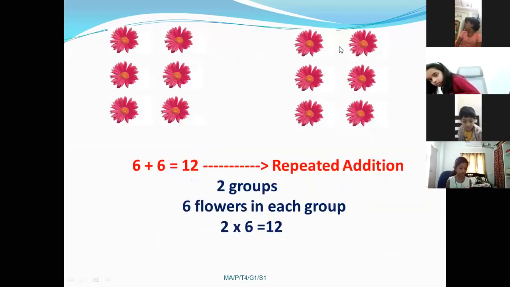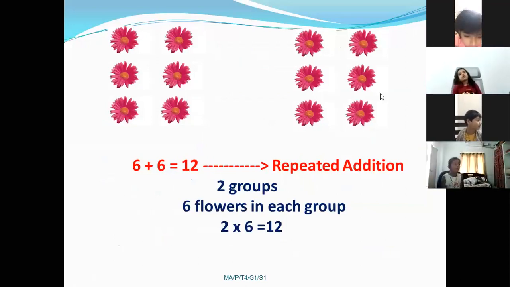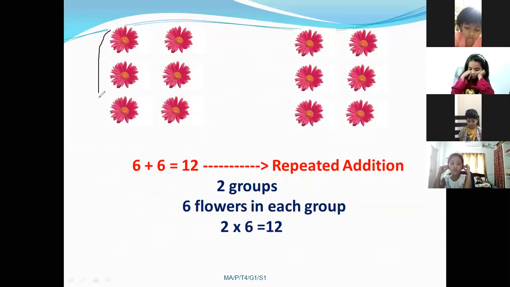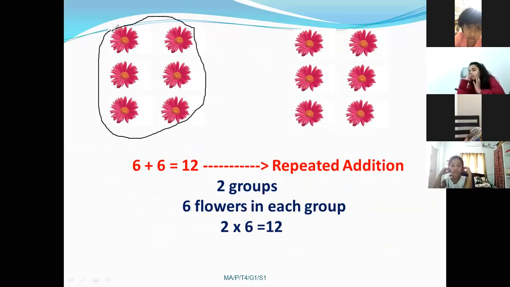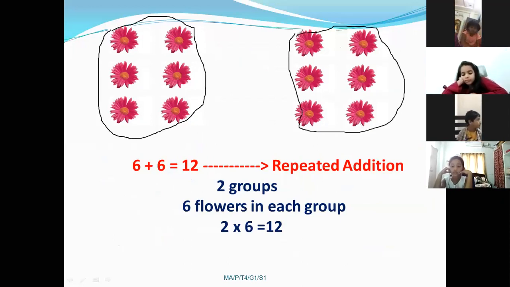Okay. Now, next picture. Akshara, you tell me how many groups are there? 2 groups. Very good. This is your first group and this is your second group. Very good, Akshara. And in one group, how many flowers are there? 3. No. 6. Yes, very good.